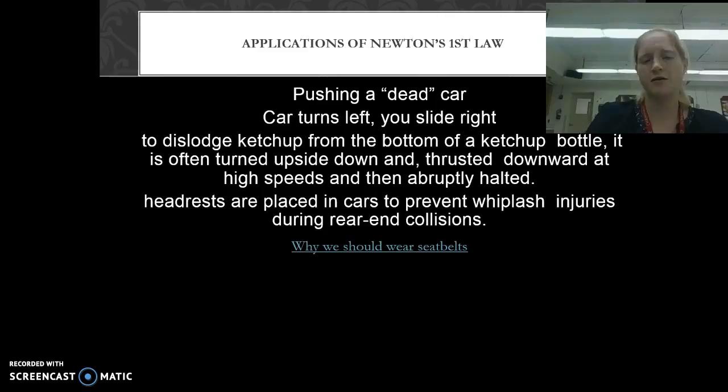Headrests are placed in cars. So when you have car wrecks, your body tends to fly forward and then back. That headrest is to hold it into place to prevent whiplash. So it may be uncomfortable, but it's there for a reason.